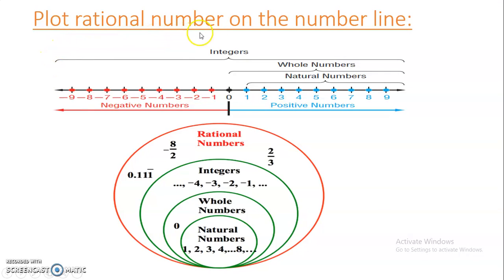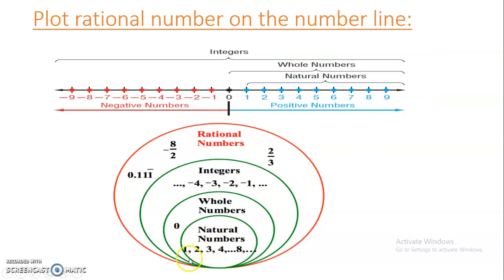Let's now see how to plot a rational number on the number line. So this is the number line where you see the positive numbers, negative numbers, 0. Okay. So when it comes to natural numbers, you can represent all of these natural numbers on the number line.